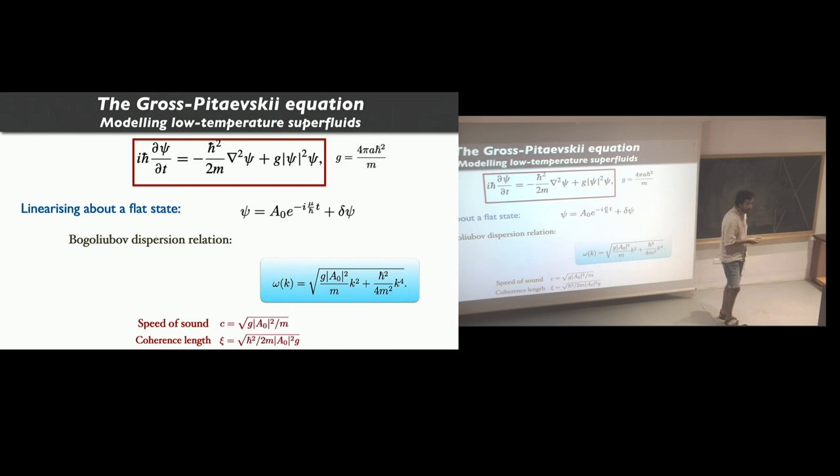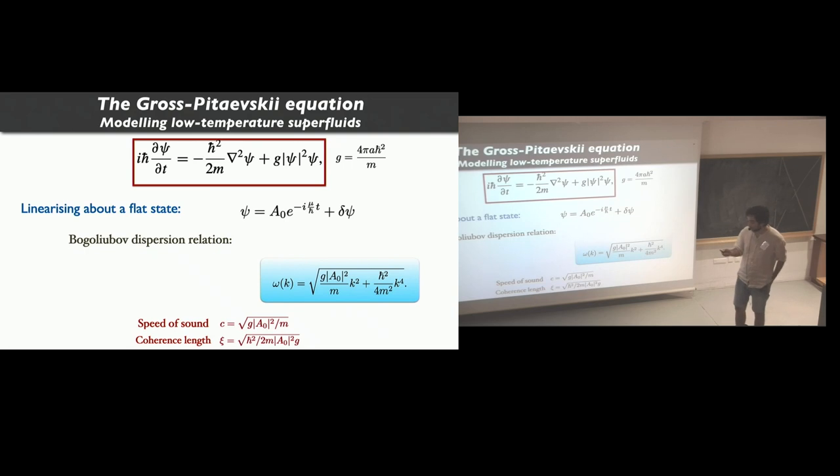We have seen it a couple of times, so I think I can go quite quickly. It's the nonlinear Schrödinger equation for the wave function psi. The first thing that comes to mind is that this is a nonlinear wave equation that admits two types of waves. The one relevant for us is sound waves, phonons, which you get when you linearize this equation around a flat state. So you have a condensate, and you put waves on top of it: a flat state plus a small perturbation. You linearize to first order, diagonalize the problem, and you get what is known as the Bogoliubov dispersion relation, which depends on the amplitude of the condensate.